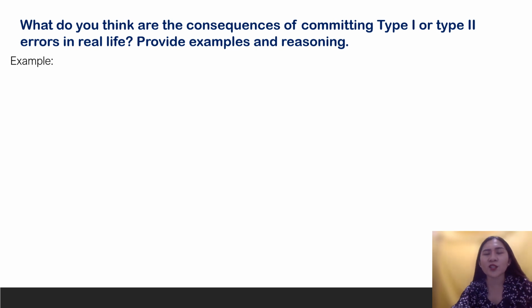Now, what do you think are the consequences of committing type 1 or type 2 errors in real life? I want you to provide examples and reasoning.